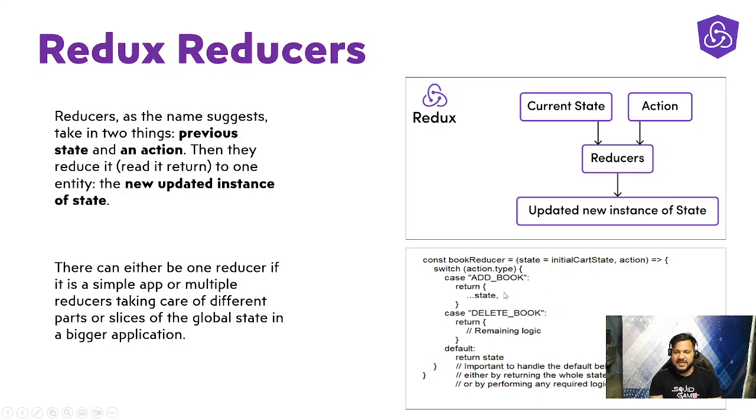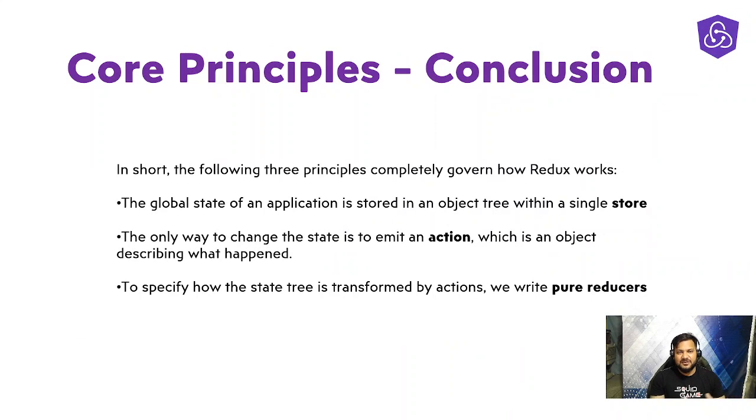In this case, you can see on the code, I'm going to add one book. So I will pass the object and tell the action to pass the type add book. So it is going to add the new book to the collection, right, guys? There can be one reducer or multiple reducers in our applications. It's up to our requirements. And the conclusion of the core principles is that, in short, all these three principles completely govern how Redux works.